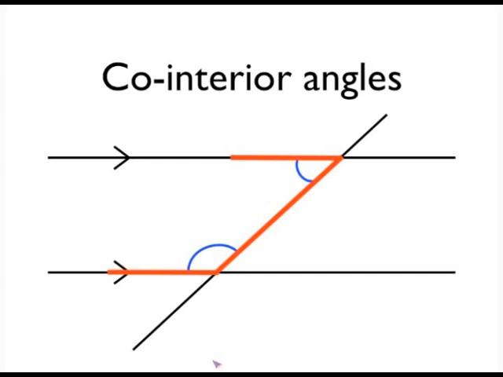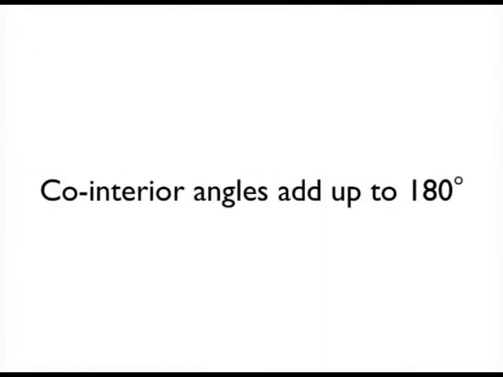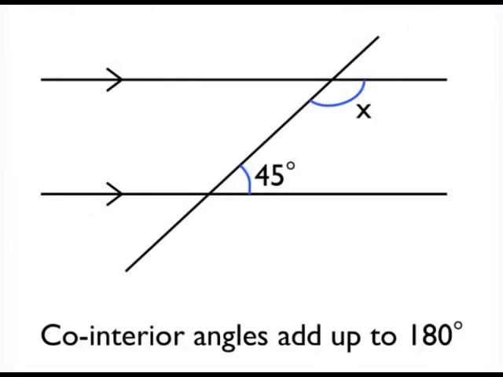The thing is, co-interior angles are supplementary. That is, they add up to 180 degrees. So the trick is in spotting which angles are co-interior. And so for these two angles, we can see that they are co-interior, and so they are supplementary. Given that is the case, angle x is 135 degrees.